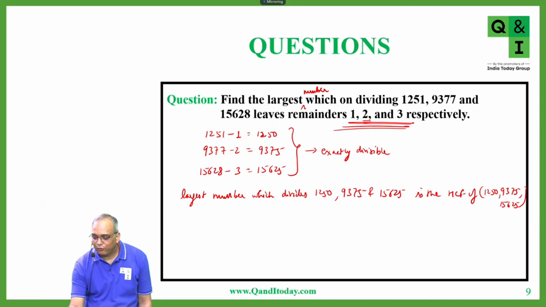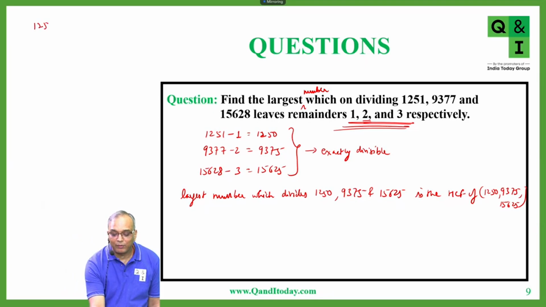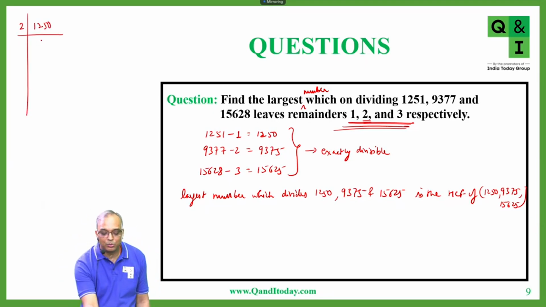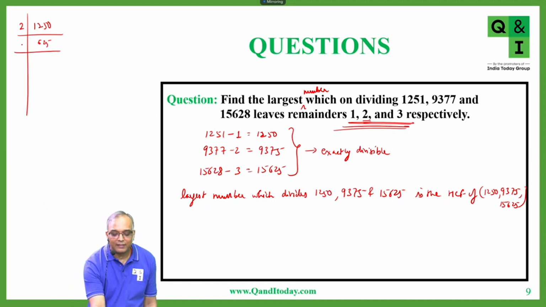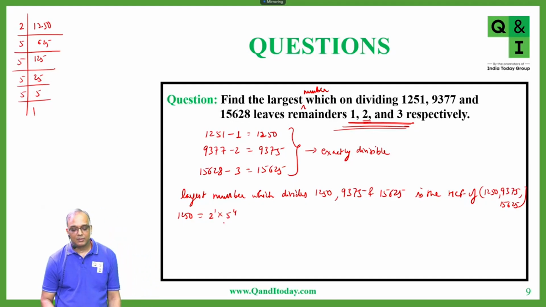So if you have to find the HCF by prime factorization, let us find the prime factors here. So 1250, the prime factors, you will divide by the smallest prime number 2, you will get 625, and then by 5 you will get 125, again by 5 you will get 25, 5, 5 and 5, 1. So 1250 can be written as 2 to the power 1 into 5 to the power 4, right?